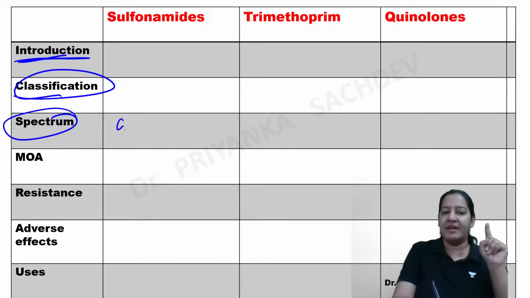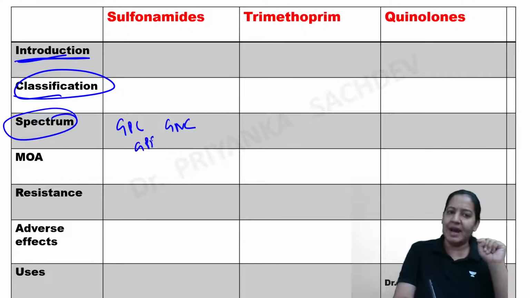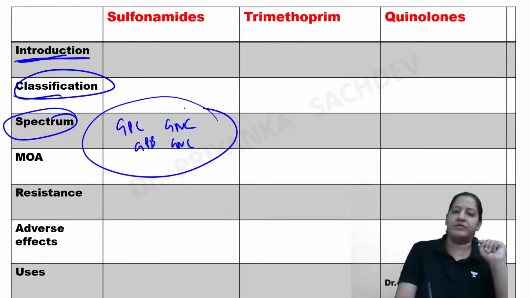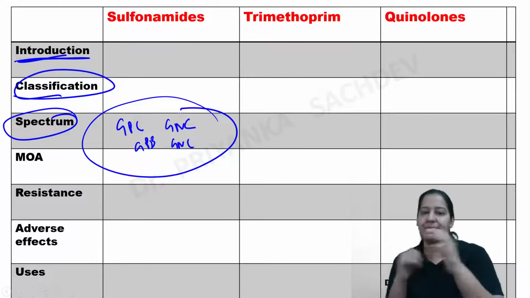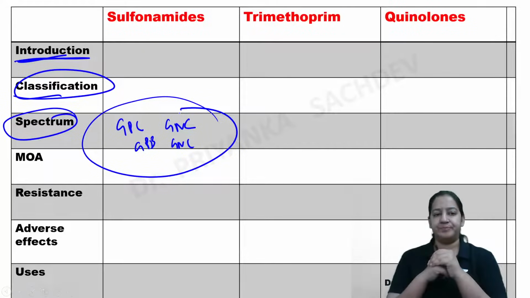In the spectrum, you have to write whether gram positive cocci, gram negative cocci, gram positive bacilli, gram negative bacilli, or all of them. You have to write the specific spectrum. Now, why is spectrum important?